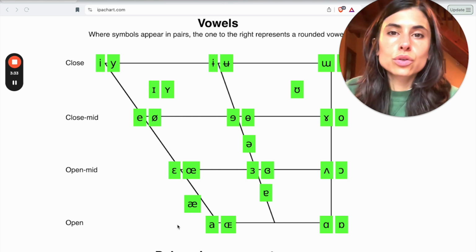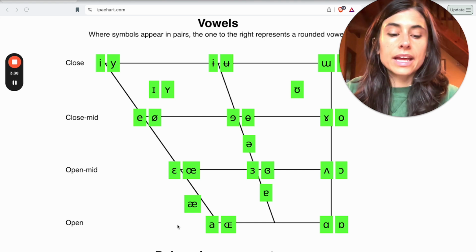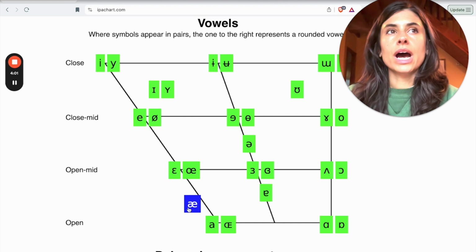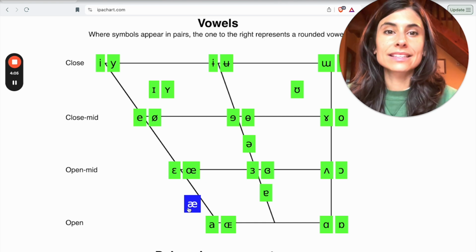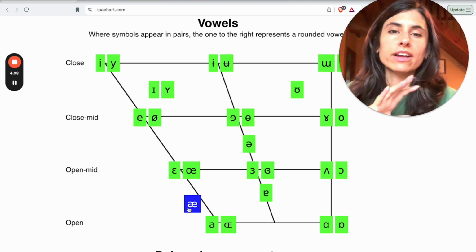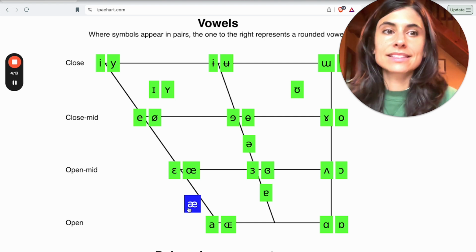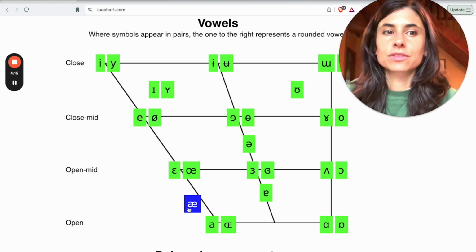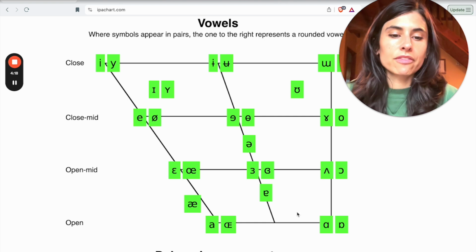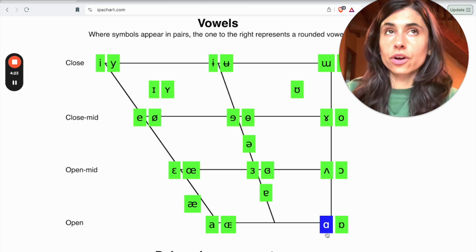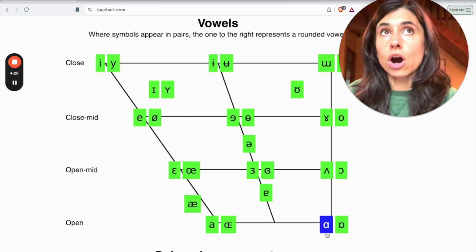So the two most relevant a sounds that you have in English are this one. This one is the one that you have in cat or hat or tap. Sorry if I'm not pronouncing it perfectly, but that would be the one in hat, tap, cat. The other one that you have in English is this one, which is the one that you have in father and part and bar.